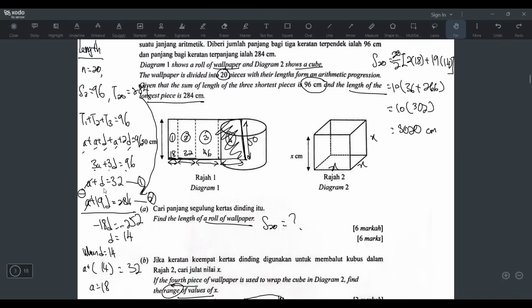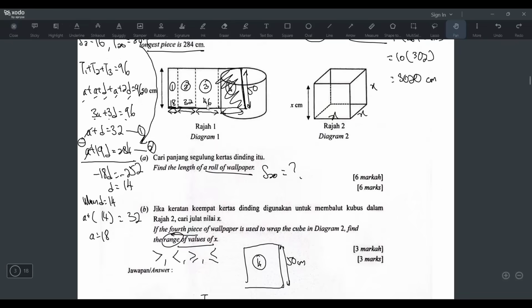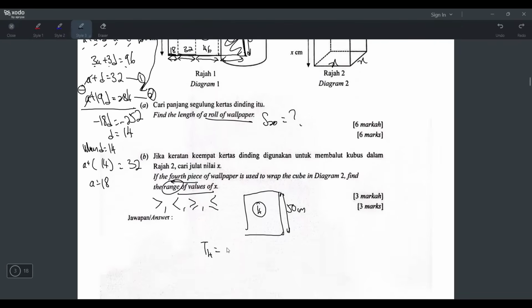So how to find the length is very simple. Just find T4, because your first three terms are this one. So your length of the fourth one will be T4. So you will do A plus N minus 1 D. A is 18, N minus 1 is 3, D is 14. So 18 plus 3 times 14, let's press, 60. All right, 60 is the length, 60 cm. Or you can also just take 46 plus 14, right? Because it's right after 46. So you just put 46 plus D, you get the same answer.